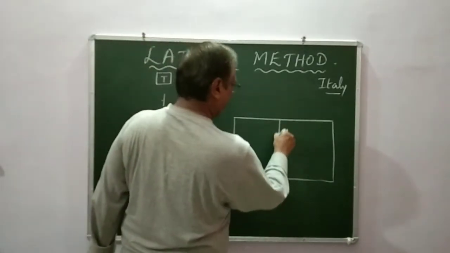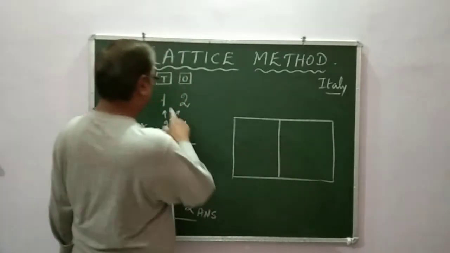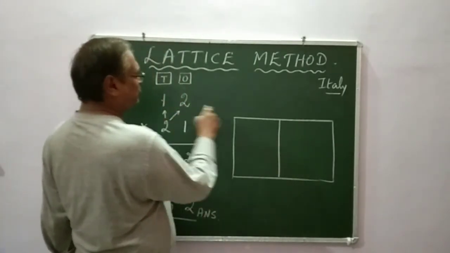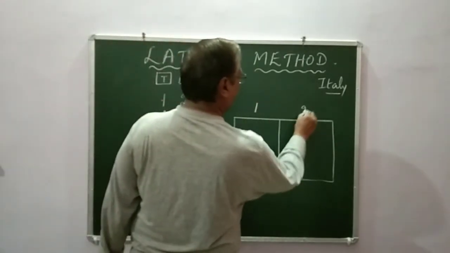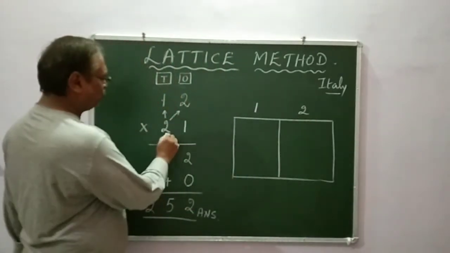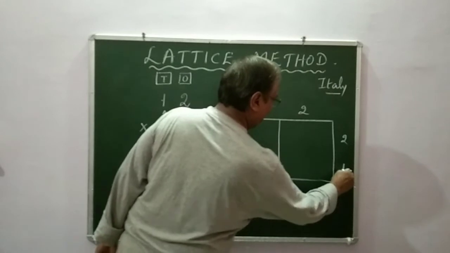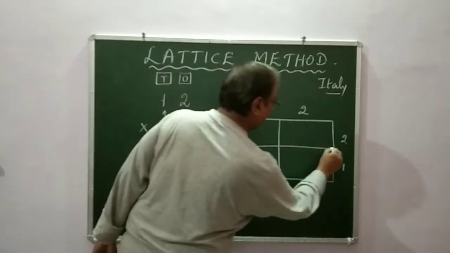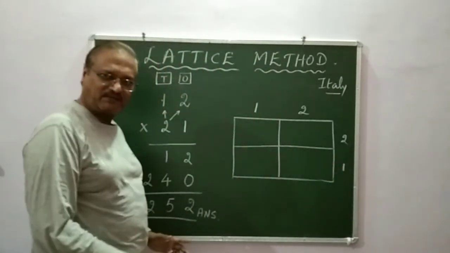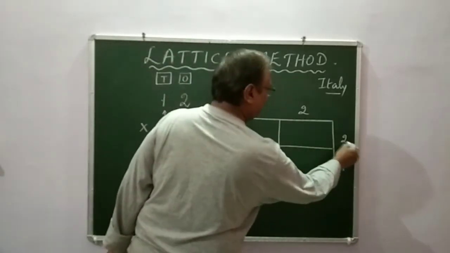Divide it into 2 parts. The number is 1 and 2. Again, 2 and 1. I want to write here 2 and 1, so divide this again into 2 parts. Simple, right? It is done now.